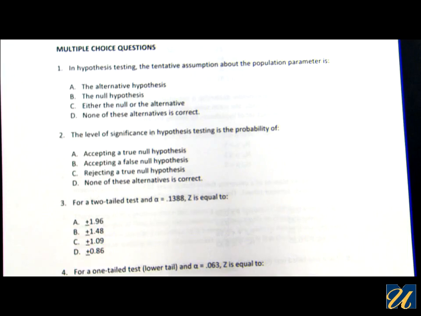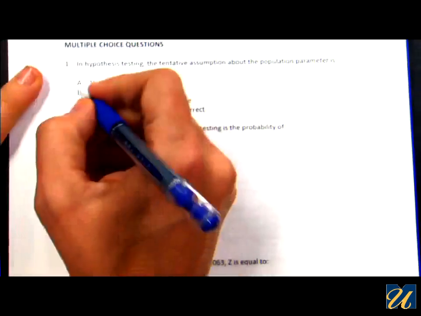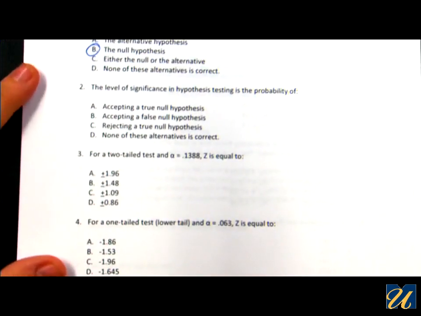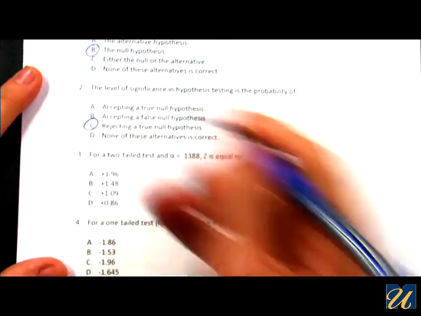Exercises for chapter 10, starting with the multiple choice questions. In hypothesis testing, the tentative assumption about the population parameter is the null hypothesis. The level of significance in hypothesis testing is the probability of rejecting a true null hypothesis.